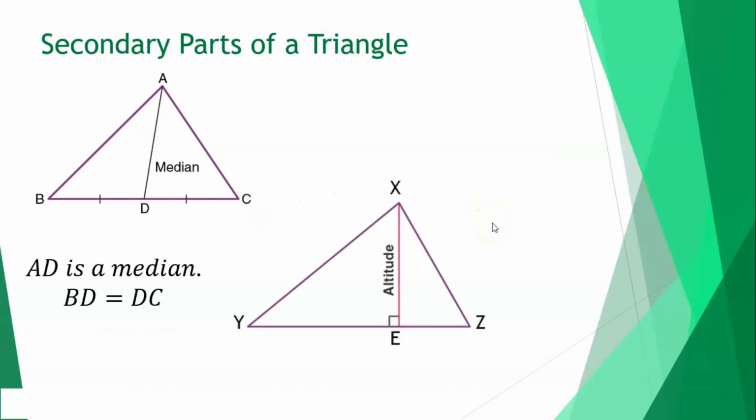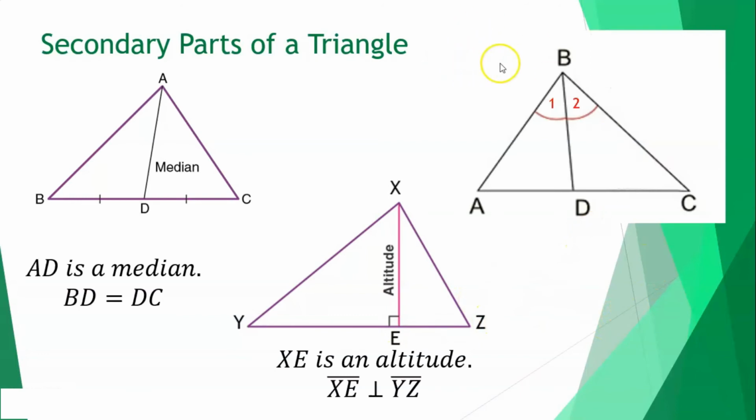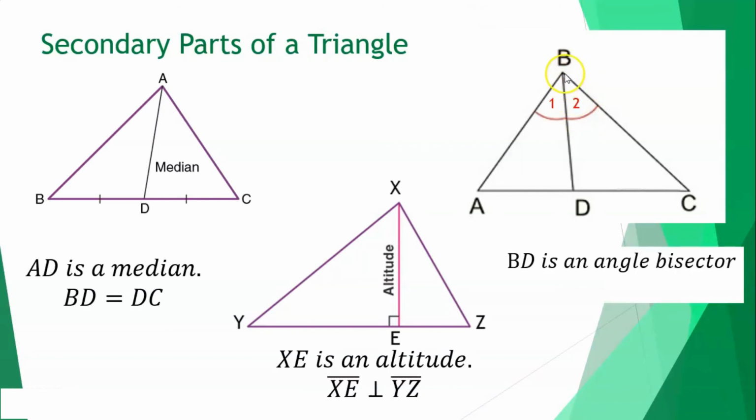Okay, another secondary part of a triangle is an altitude. An altitude is a line segment from a vertex perpendicular to the opposite side. So in here, XE is an altitude, so it would follow that XE is perpendicular to YZ. And the third secondary part of a triangle is an angle bisector. So in here, BD is an angle bisector of angle ABC.